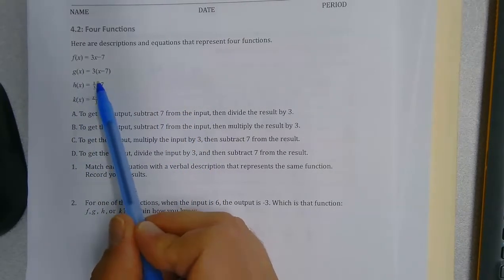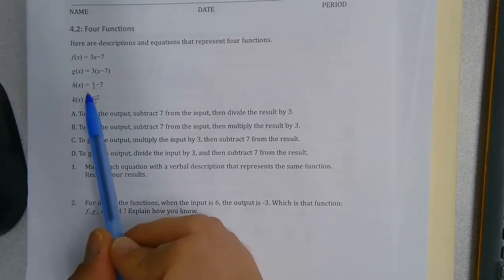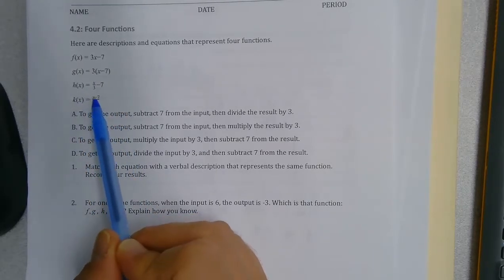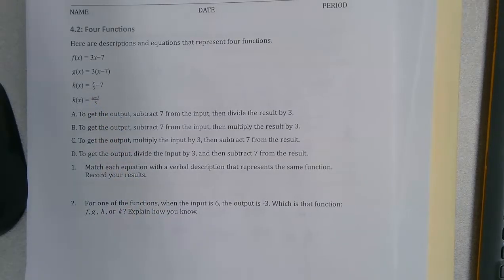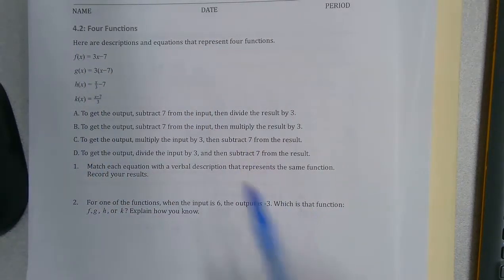H of x is taking x, dividing it by 3, and then after that subtracting 7. K of x is taking x and then subtracting 7 first and then dividing by 3. So we have to take these and match them up.